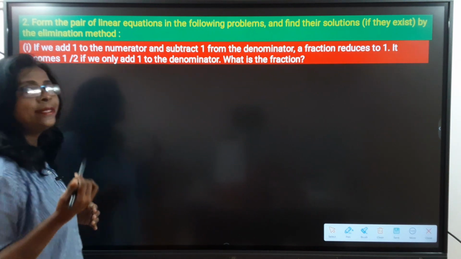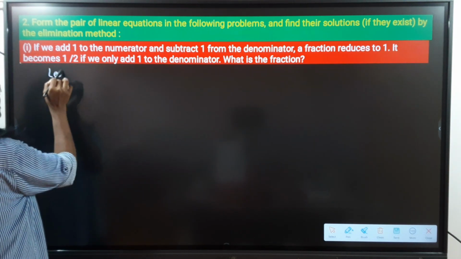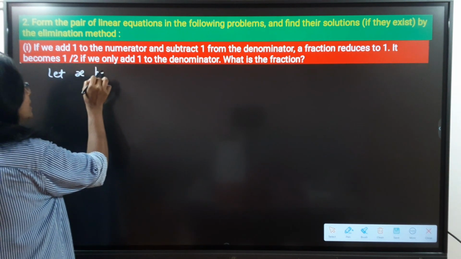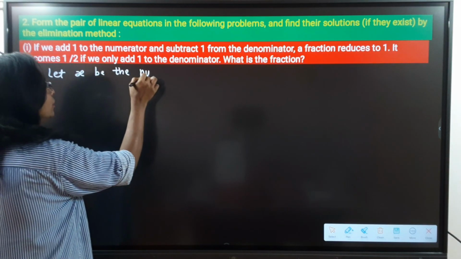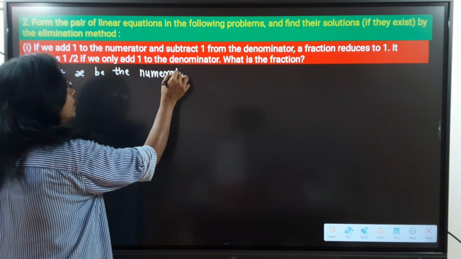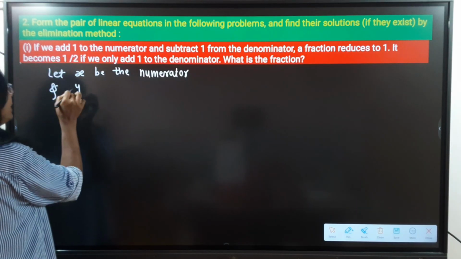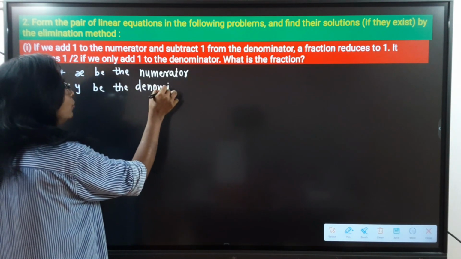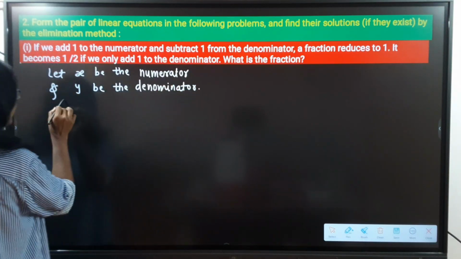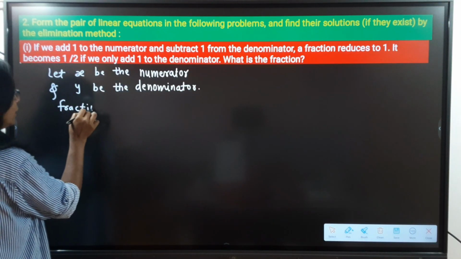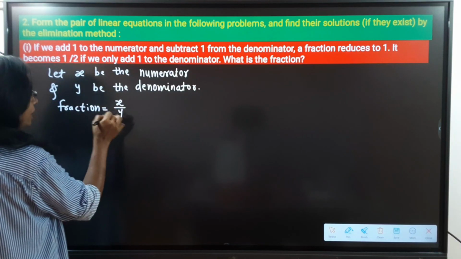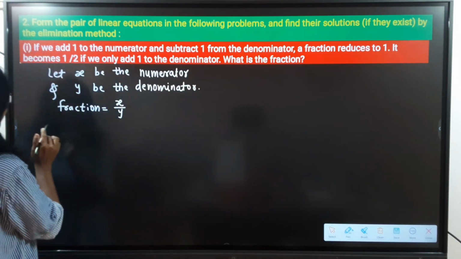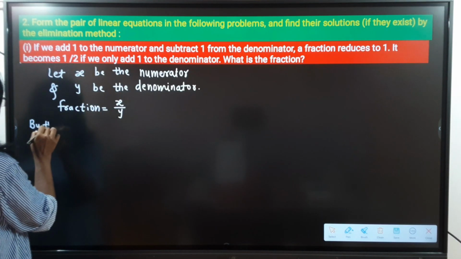Numerator and denominator. Okay, so here let x be the numerator and y be the denominator. So now here students, the fraction will be x upon y. Okay, and then here we apply the condition. So by the first condition.